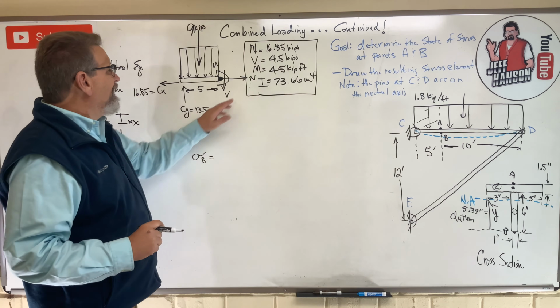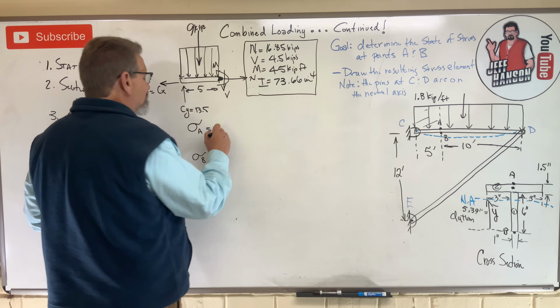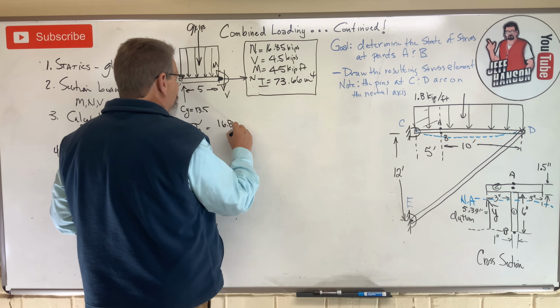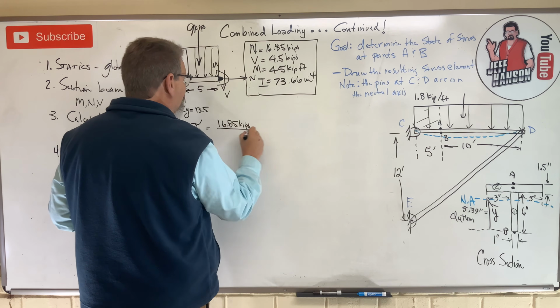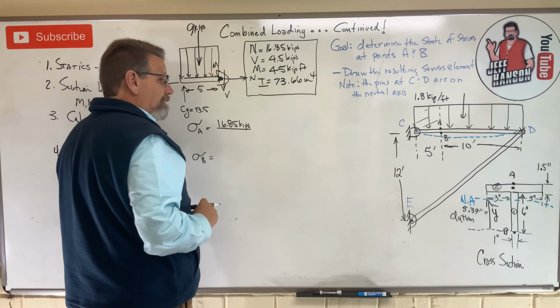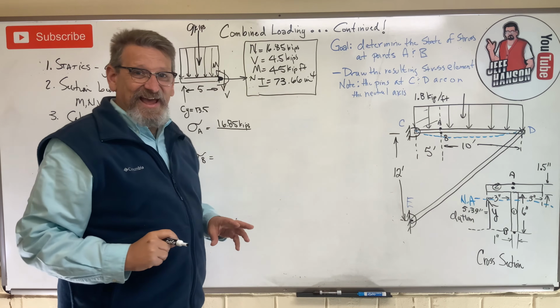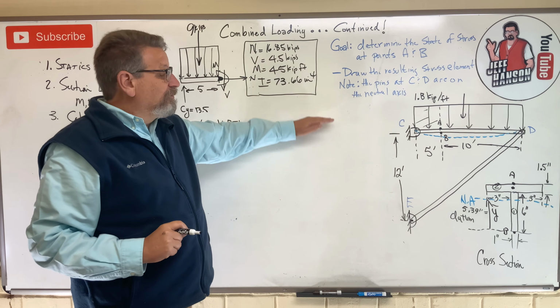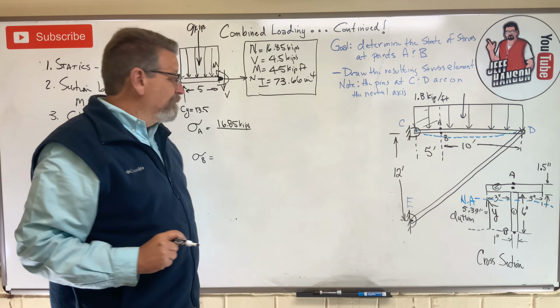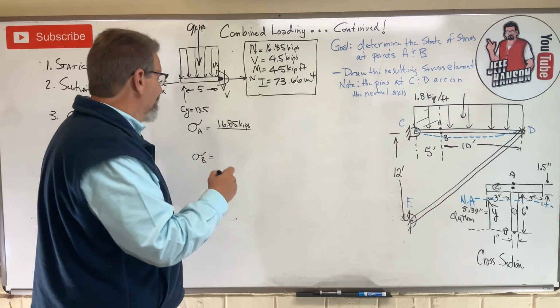Well, okay, do we know that? Yes. 16.85 kips, that's N, isn't it? Right there, divided by A. Oh no, I erased A. I remember it though. It was 10.5 plus 6, which is 16.5, wasn't it? We just figured that up in the last step, didn't we?